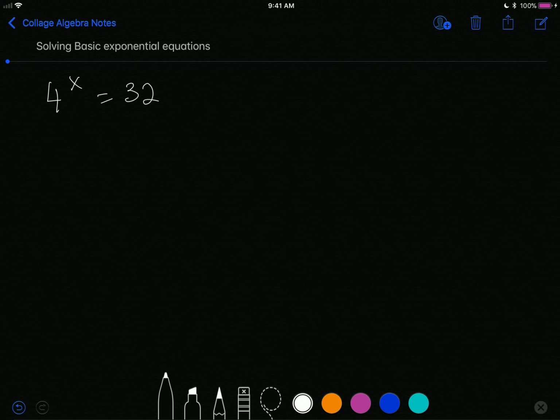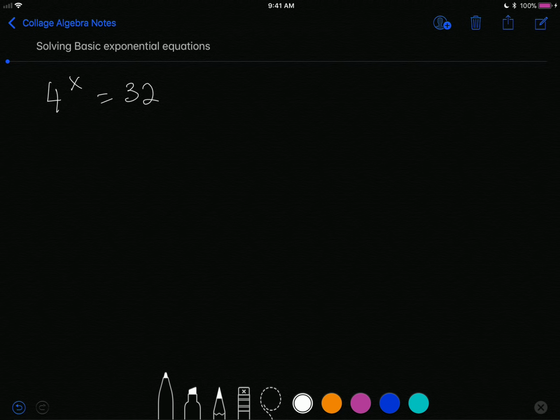And I'm trying to figure out what x is. Well, I don't know. It's not 2 because 4 squared is 16. It's not 3 because 4 to the third power is 64. So I can't really guess the answer. Is there something I can do to help me get to the answer? What you want to do is check to see if the bases are similar, or can you make the bases the same.